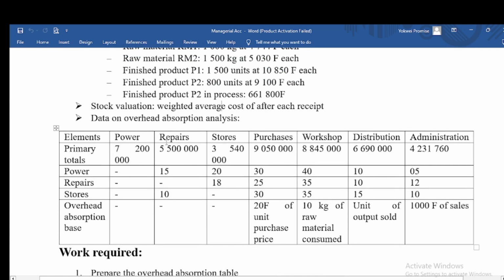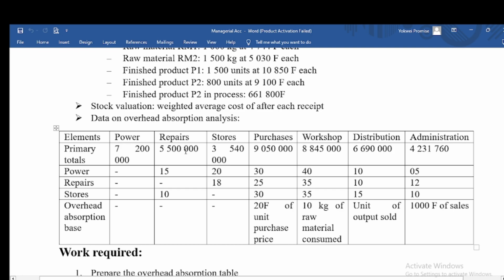So looking at the table, we notice these are the primary totals. They have all been given, and then power has been given in such a way that power disappears. Power is given 15% to repairs, 20% to stores, 30% to purchases, 40% to this, 10% to this, and 5% to admin. And when you sum all these, they are going to give you 120. So you are going to be sharing this amount of power at the rate of 120.